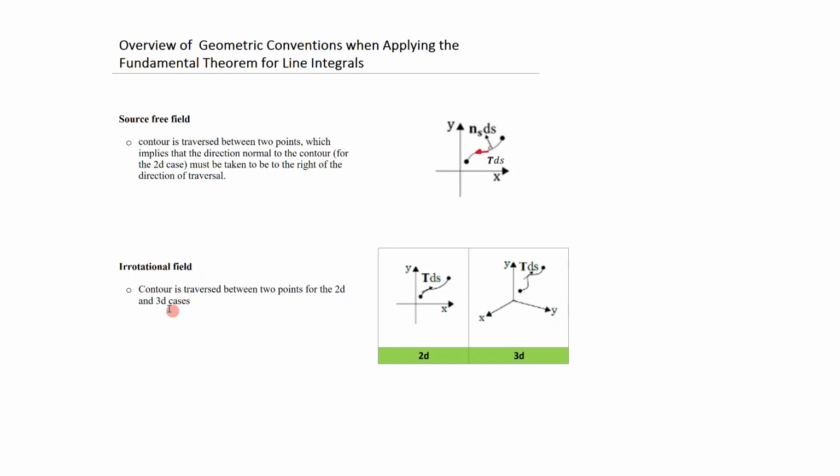For a rotational field, it really doesn't matter here whether it's 2D or 3D, because essentially in 2D we're just following this contour in the 2D plane, whereas here we're following a contour in three-dimensional space.